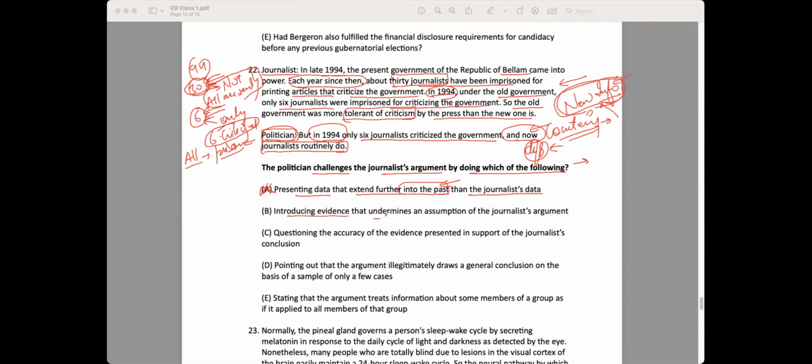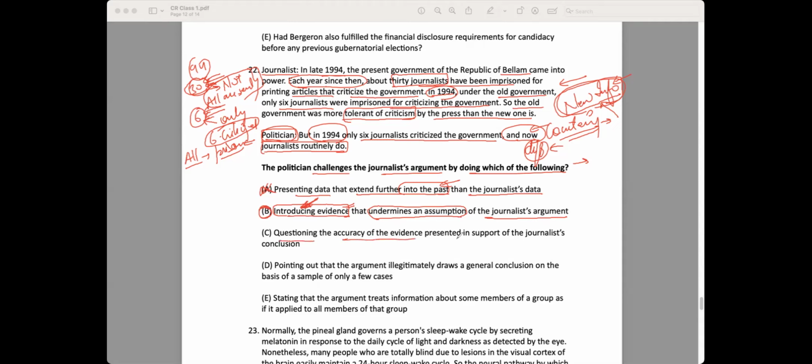Introducing evidence that undermines the assumption of the journalist's argument. Okay. So introducing evidence, are we introducing new information? Yes. Does it undermine the assumption? Let's see. The first part is definitely correct. Introducing new evidence. Let's keep this option and we'll evaluate it later. Maybe the remaining options will be irrelevant and we'll simply pick this option. That's it.